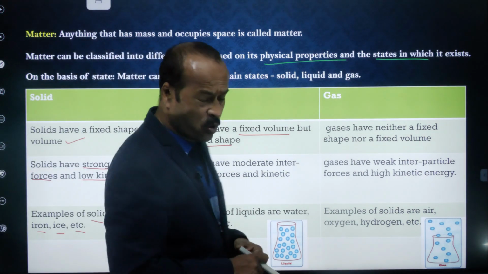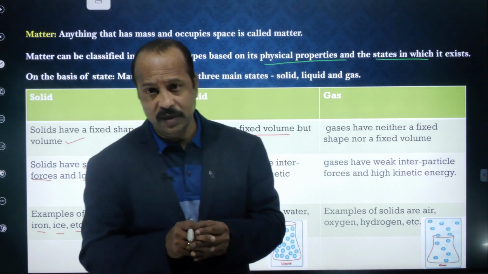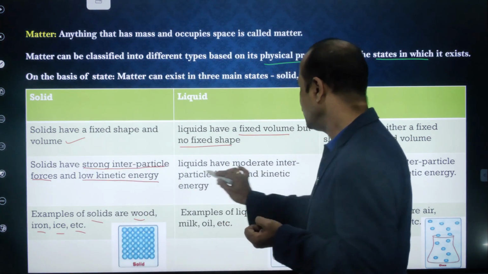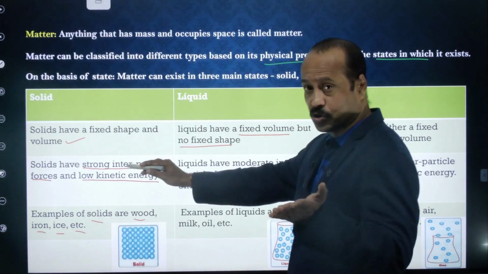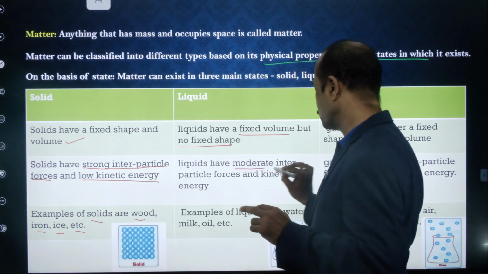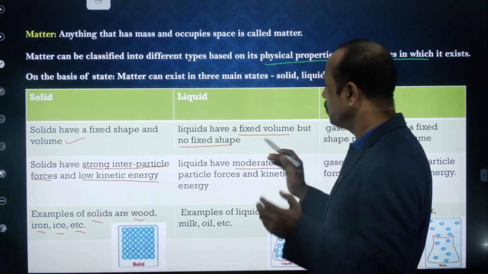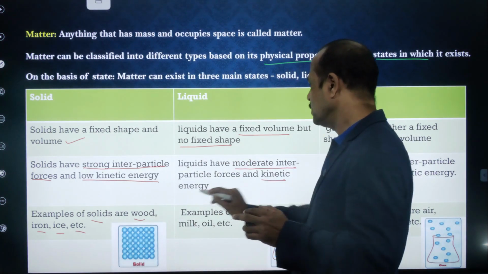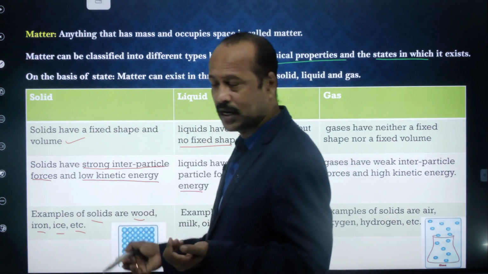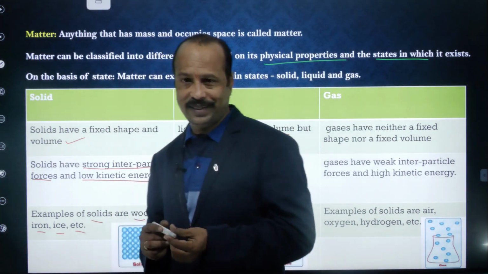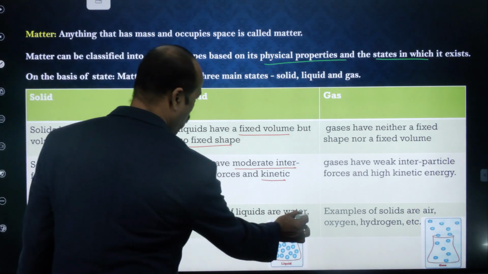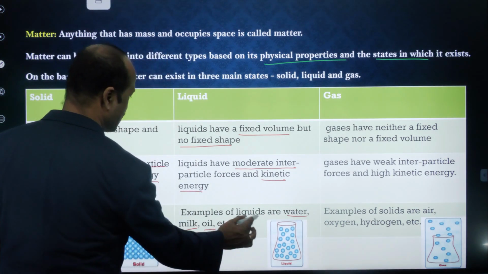Now, if you come to the force of attraction between them, the force of attraction is a little less. It is moderate. It's not strong. Moderate means it's not so strong, not so weak, but some force of attraction will be there. And the kinetic energy is also a little more than in solids. And examples of liquids are what? You know that: water, milk, oil, etc.